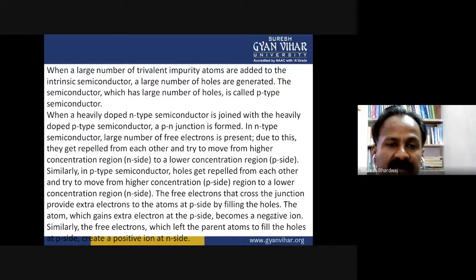Similarly, P-type semiconductor. When a heavily doped N-type semiconductor is joined with a heavily doped P-type semiconductor, a PN junction is formed. Yes, the PN junction is obviously formed. We know that.